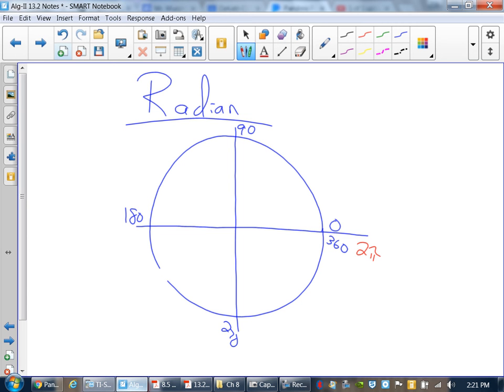One full time around something is 2 pi, which means half of 360 is 180. So what's half of 2 pi? Pi. What's half of 180? 90. What's half of a pi?